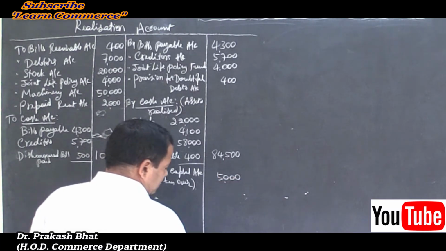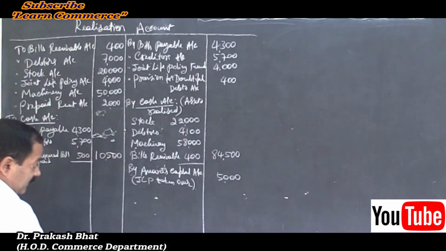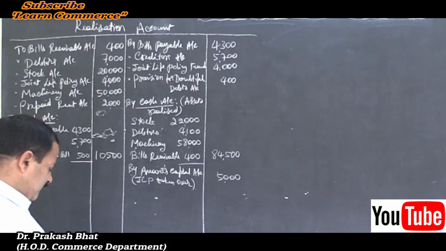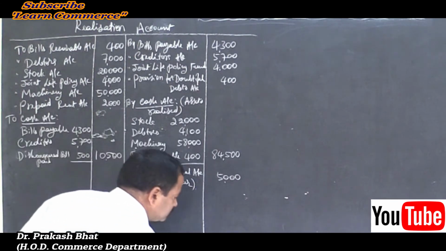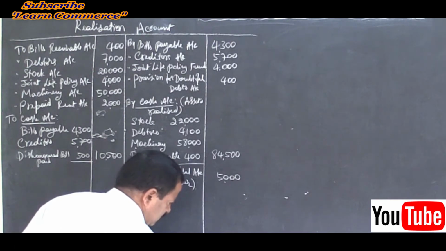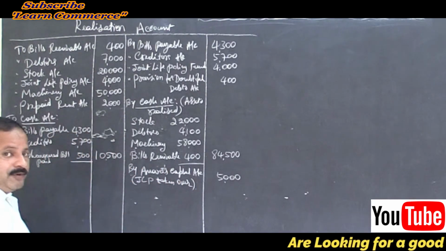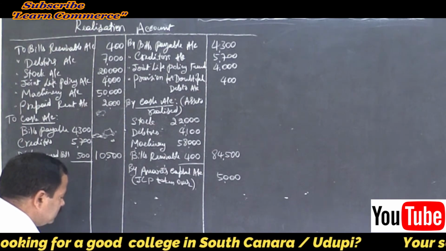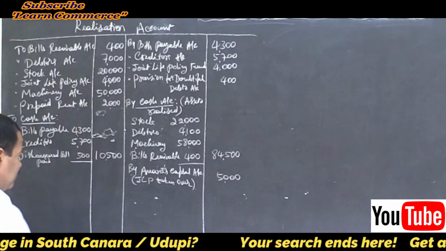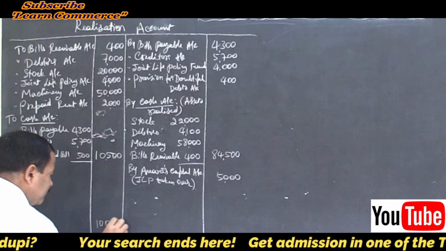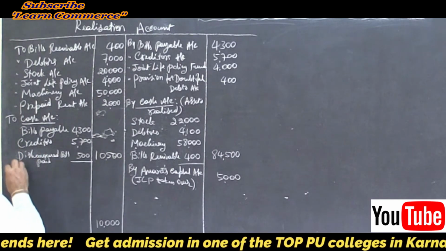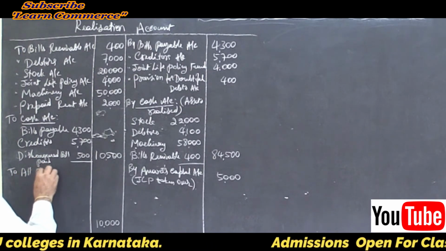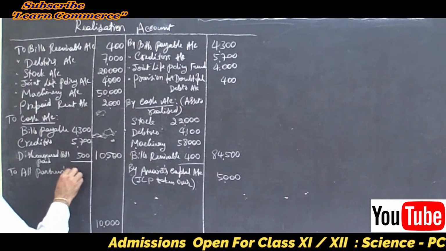No other entries, leave some space and then write the total. Credit side is greater, I think. Yes, 1,03,900. Write the same total on the other side. 1,03,900. Difference is 10,000. There is a profit of rupees 10,000 right here to all partners' capital accounts.